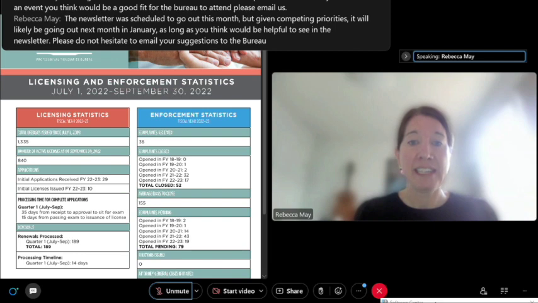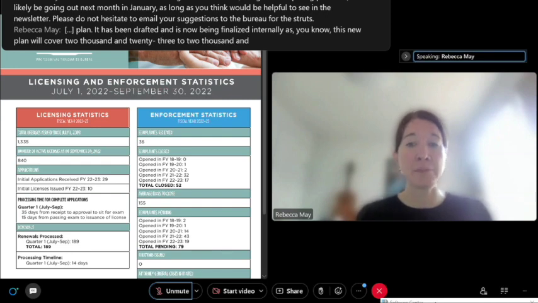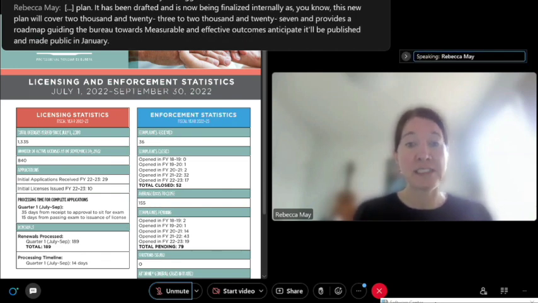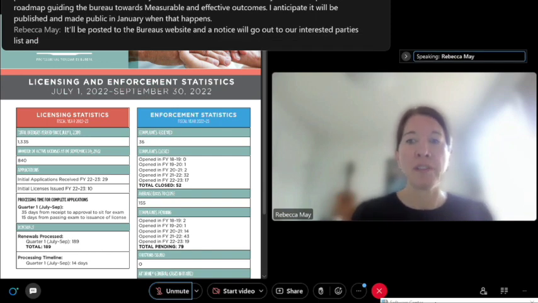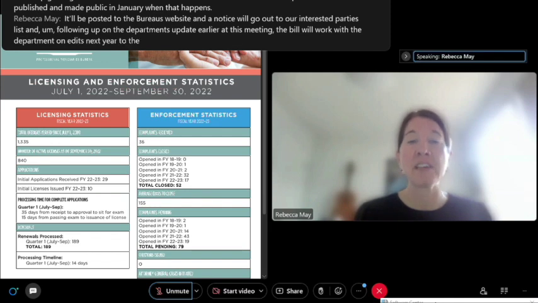For the strategic plan, it has been drafted and is now being finalized internally. As you know, this new plan will cover 2023 to 2027 and provides a roadmap guiding the Bureau toward measurable and effective outcomes. I anticipate it'll be published and made public in January. When that happens, it'll be posted to the Bureau's website and a notice will go out to our interested parties list. And following up on the department's update earlier at this meeting, the Bureau will work with the department on edits next year to the strategic plan to ensure that it meets new diversity, equity, and inclusion guidelines.